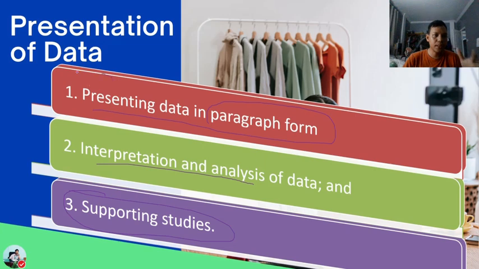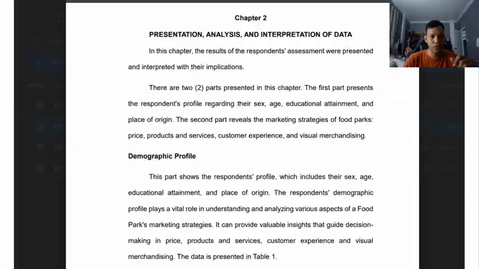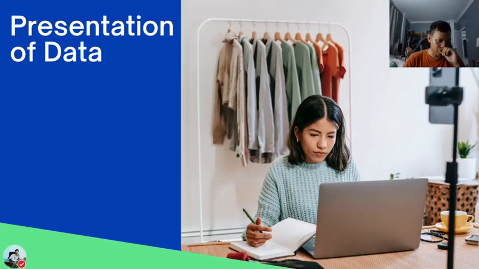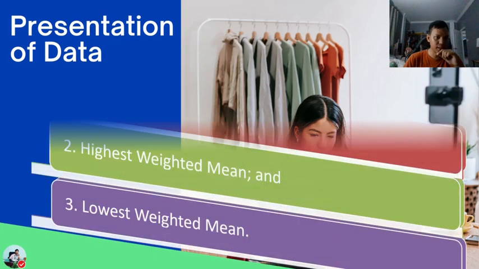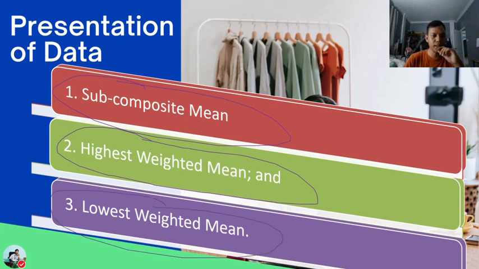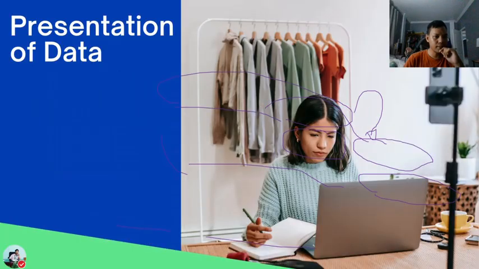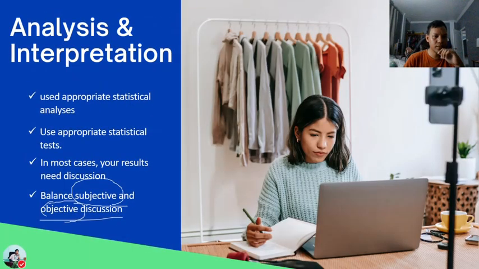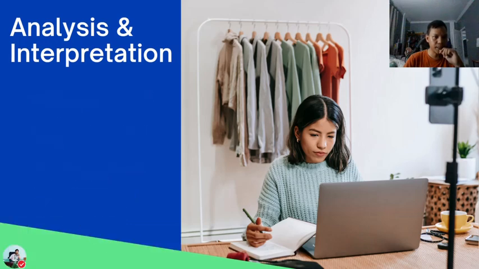Okay? And then in discussing these three parts, there are also three important sequences that you are going to follow. So I will ask you a question. What is the first? That is the subcomposite mean. Okay? The second one, the highest weighted mean. Then the third one, the lowest weighted mean. So you need to follow this sequence. Again, we anchored that sequence based on our previous discussion.